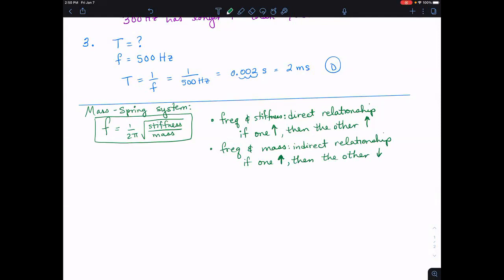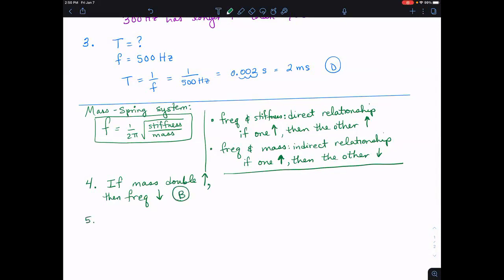So question number 4 says, if the mass doubles and the spring stays the same, what's going to happen? Is the frequency going to increase? No. If the mass increases, mass and frequency have an inverse relationship. So that means if the mass increases, the frequency decreases. So that would be B.